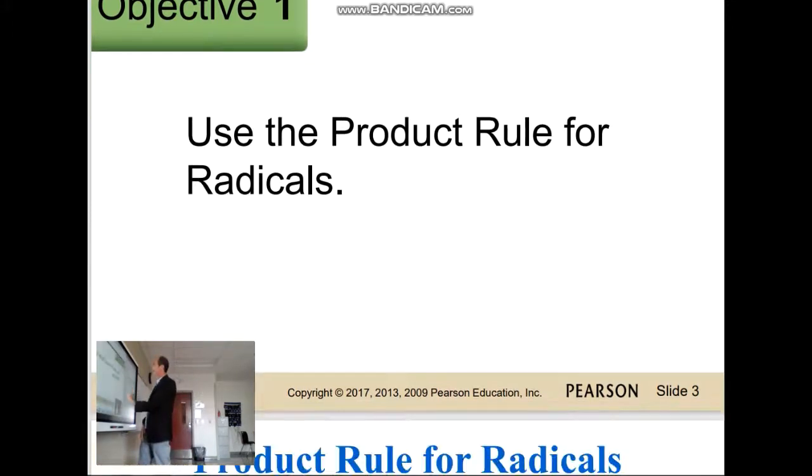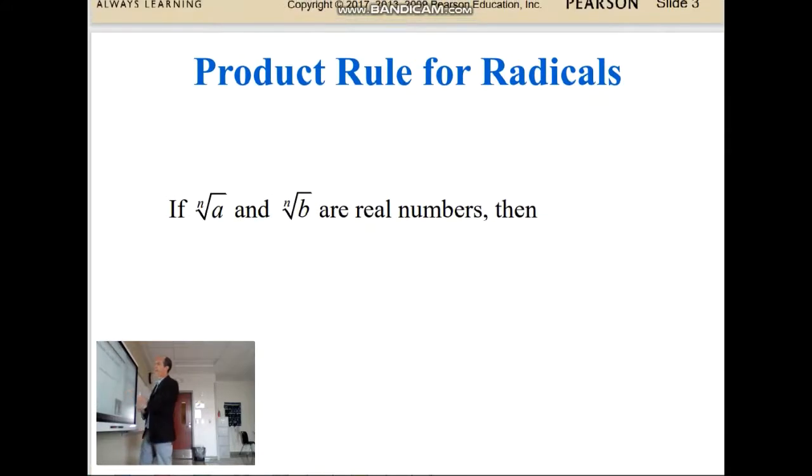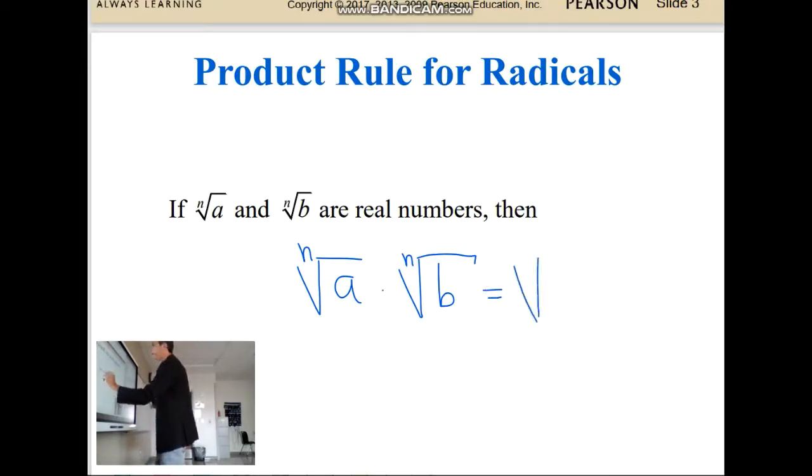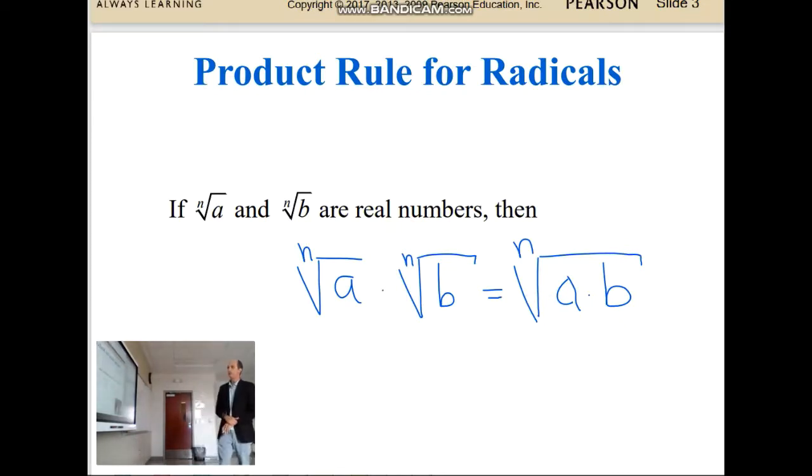Let's check what the product rule means. If you have the nth root of A and the nth root of B, which are real numbers, then the product rule says, let's write it down here, the nth root of A times the nth root of B is going to be equal to the nth root of A times B. That is the product rule. Let's apply it on a few examples.